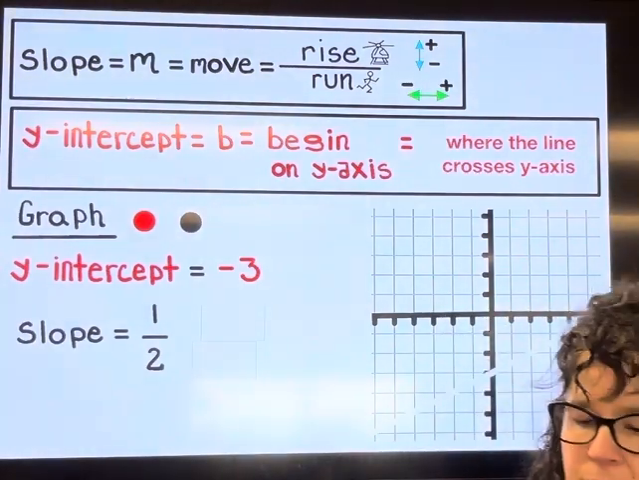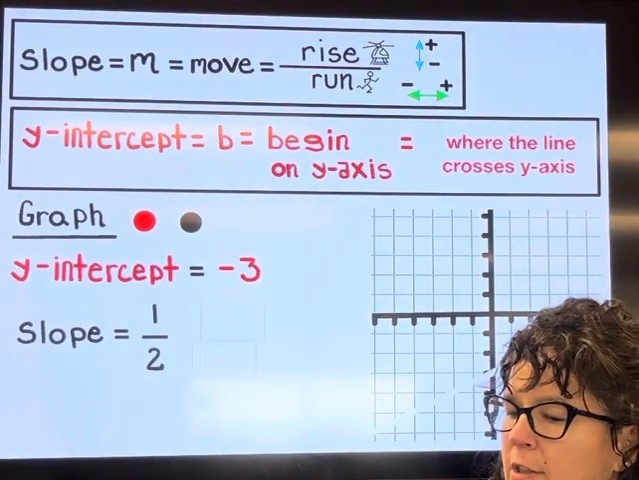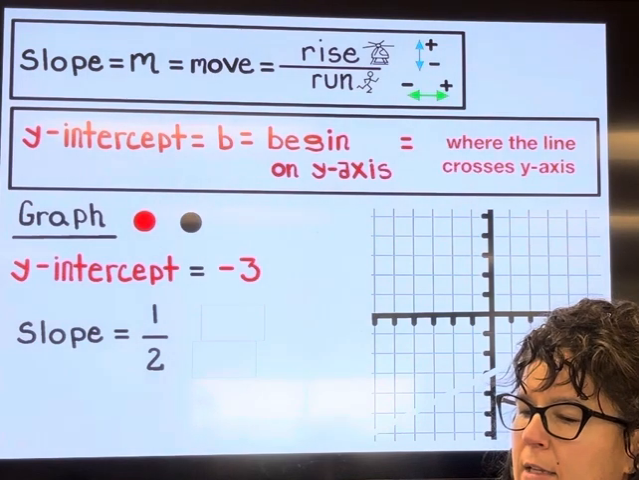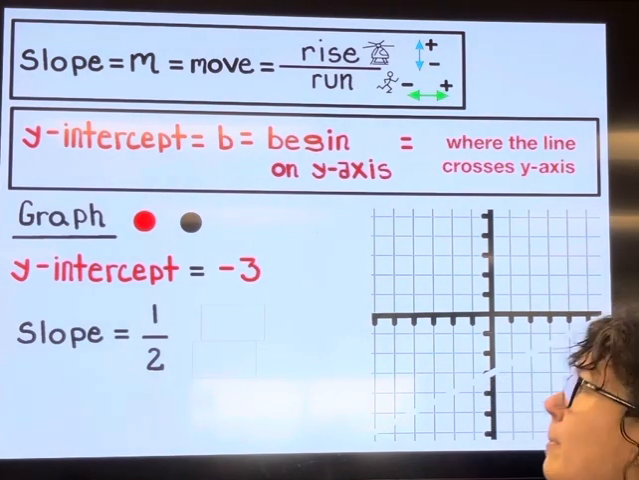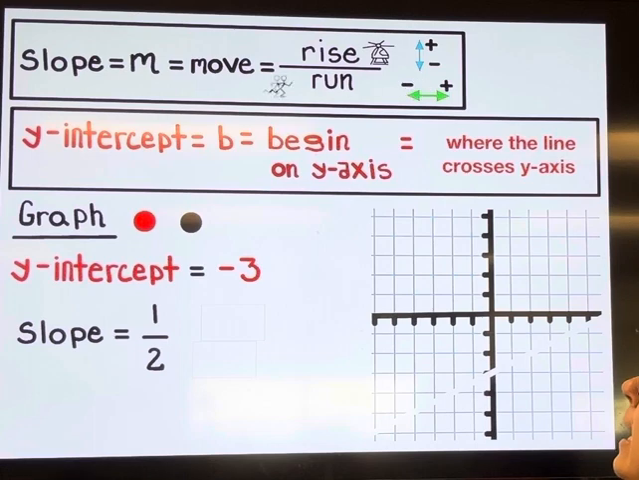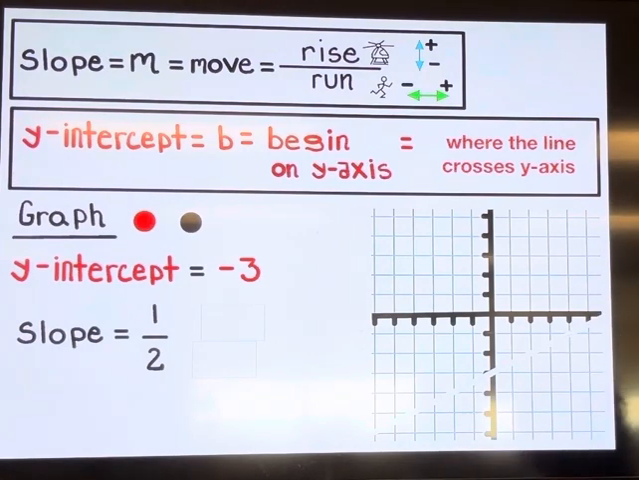And then for run, I want you to think of running. This little man here, he's moving right and left. So if you have a positive number, you're going to be going right. And if you have a negative number, you're going to go left. All right, so let's put that in action with this problem.